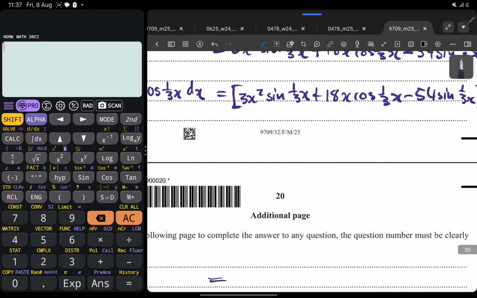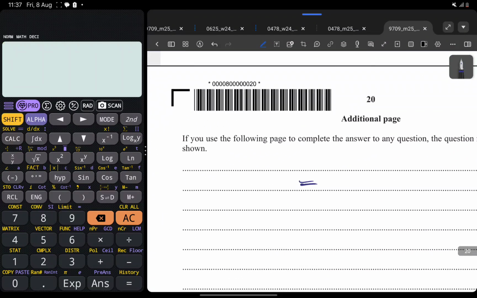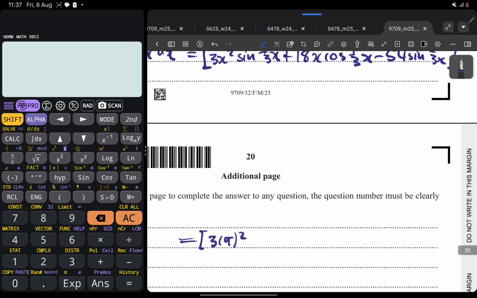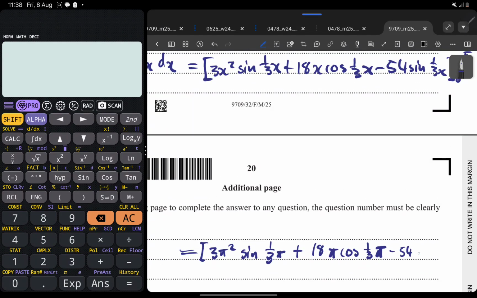Now what I'm going to do is just substitute. I first substitute pi, then I substitute 0. So if we substitute pi, it becomes 3 pi squared, because wherever there's x, it's pi now. So you can write 3 pi squared times sine 1/3 pi plus 18 pi cos 1/3 pi instead of 1/3 x, then minus 54 sine 1/3 pi.